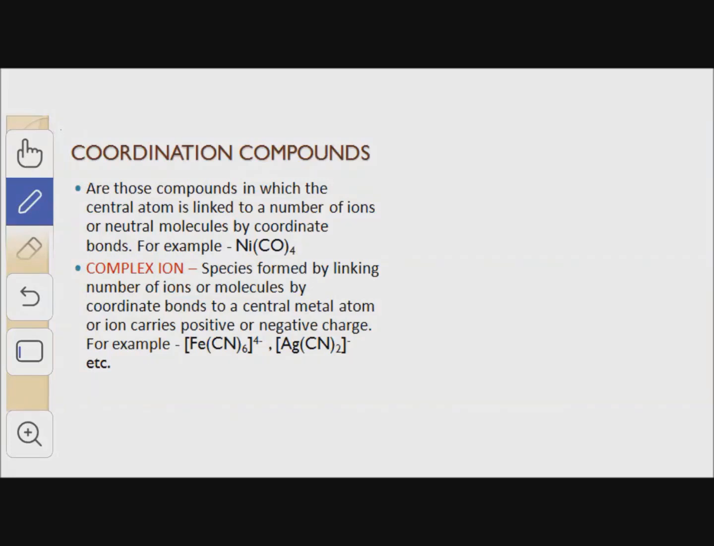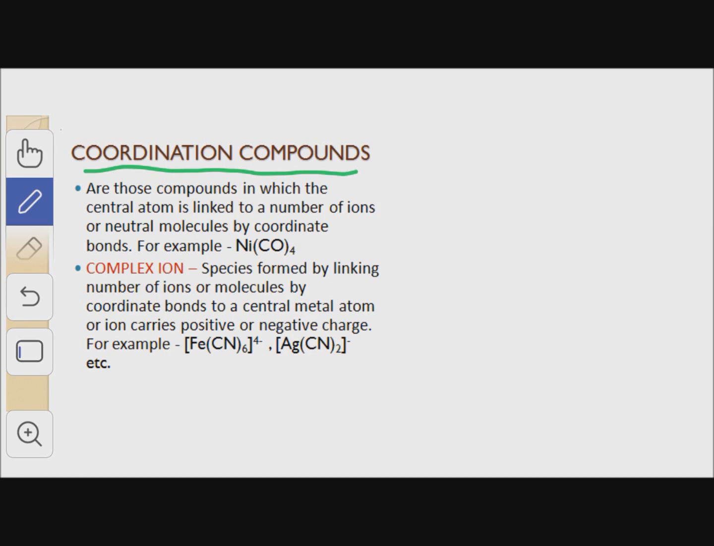Chapter 9, Coordination Compounds. The name suggests that there is a coordinate bond between the atoms in coordination compounds. First of all, what is the coordinate bond or coordinate bonding?